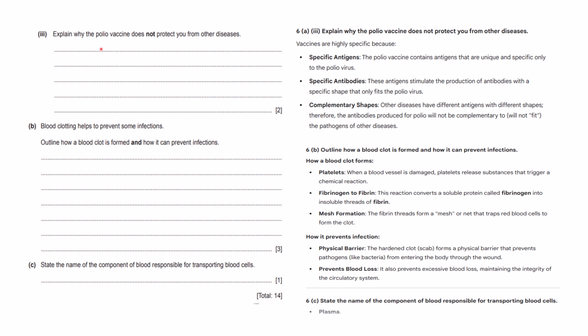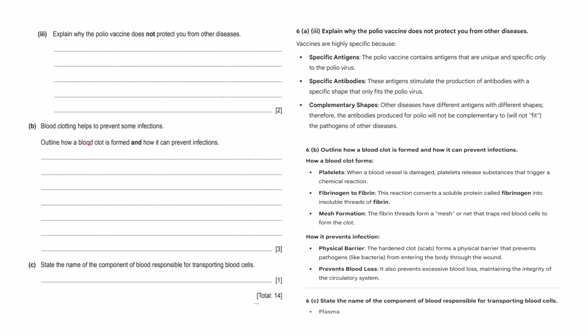Part 3, explain why the polio vaccine does not protect you from other diseases. This carries 2 marks and the answer is: vaccines are highly specific because of specific antigens. The polio vaccine contains antigens that are unique and specific only to the polio virus. Specific antibodies. These antigens stimulate the production of antibodies with a specific shape that only fits the polio virus. Complementary shapes. Other diseases have different antigens with different shapes. Therefore, the antibodies produced for polio will not be complementary to, will not fit, the pathogens of other diseases.